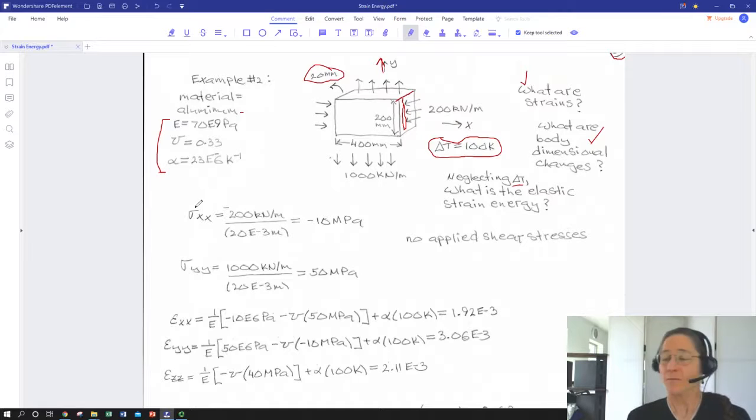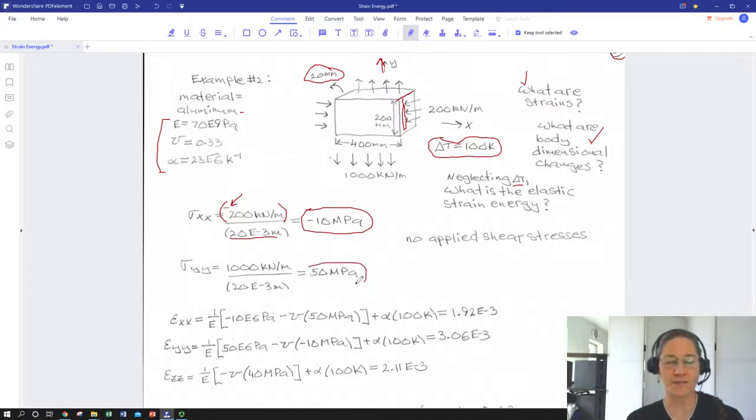So first we start, like I said, by going from just a distributed load to a stress. So for our X direction normal stress, we're going to start with our 200 kilonewtons per meter compression. So notice we've got our negative sign there. We're going to divide by the thickness, and so we end up with negative 10 megapascals. So that's negative 10 times 10 to the 6 newtons per square meter. We do the same thing in the Y, and we get 50.